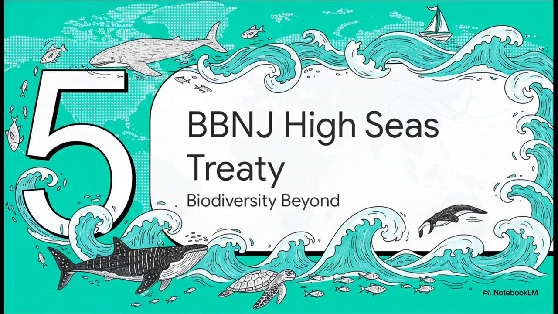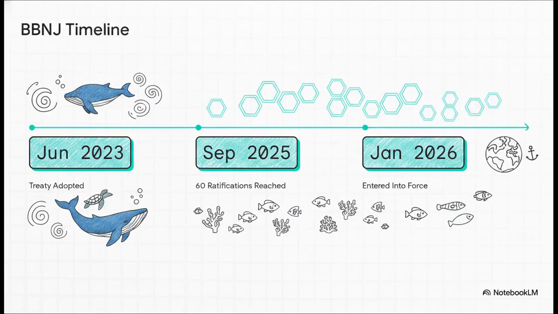Section 5. The BBNJ High Seas Treaty. BBNJ stands for Biodiversity Beyond National Jurisdiction. This treaty addresses a massive, glaring historical gap. You see, UNCLOS focused heavily on fishing rights, but it completely lacked a comprehensive tool to protect overall biodiversity out in the high seas. Adopted in June 2023, the BBNJ crossed its required 60 ratification threshold in September 2025 and officially entered into force very recently on January 17, 2026.